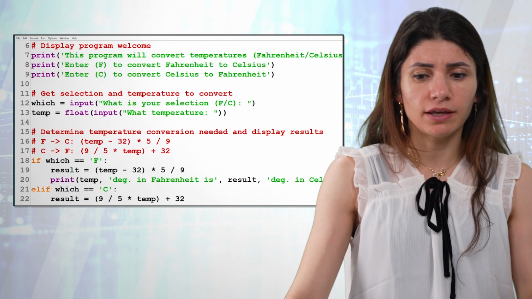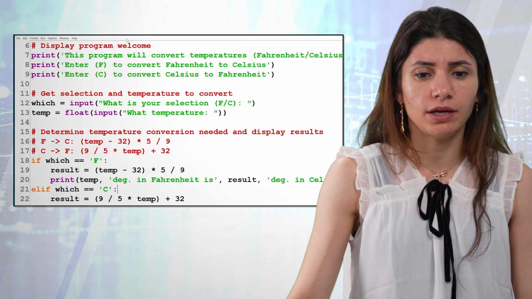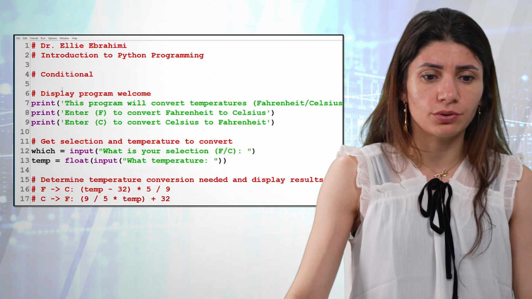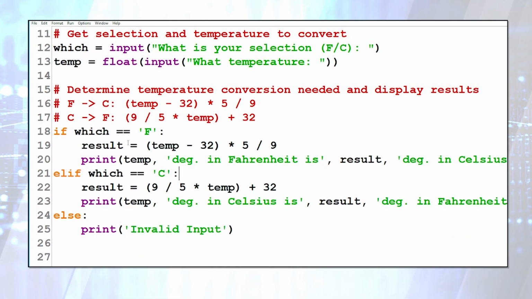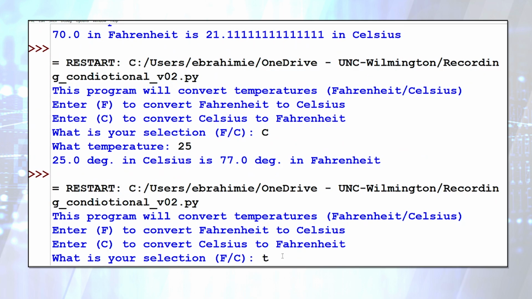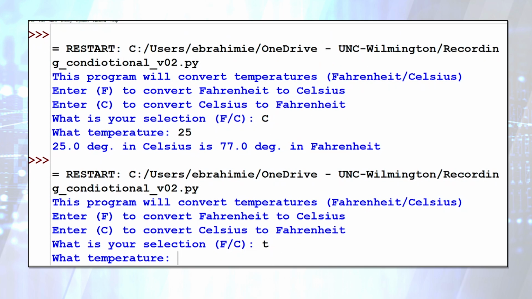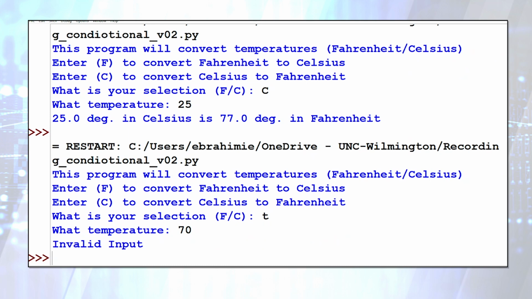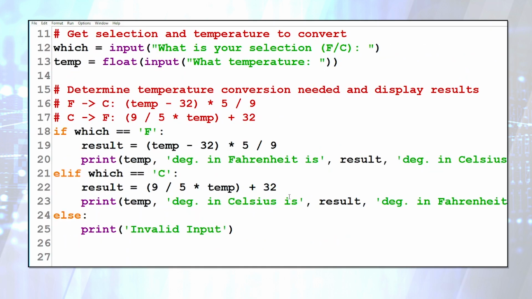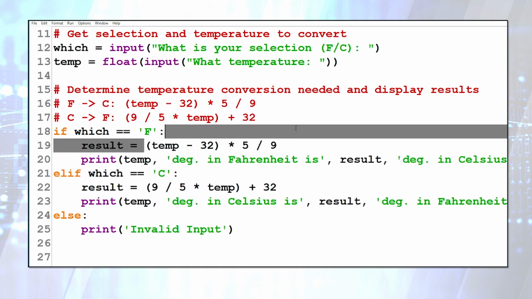So this is again another simple example of doing selection control or conditionals. You have 2 paths. You can check your invalid one. If the user puts anything else, it's going to give invalid input. So you can just test with different values.